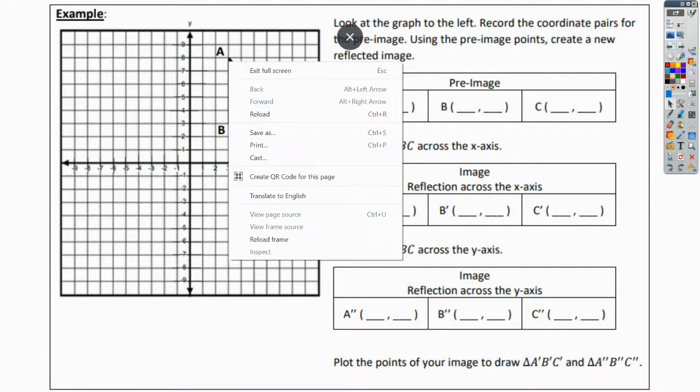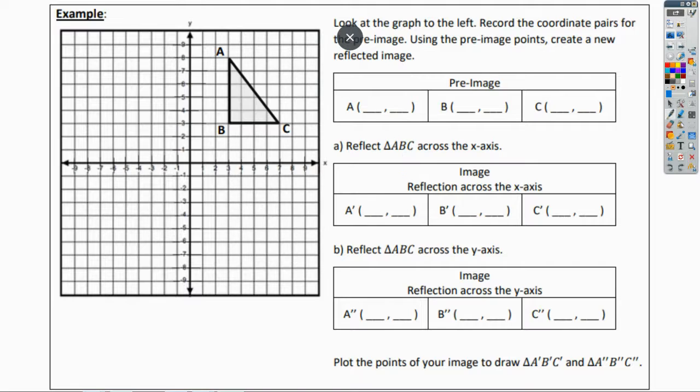So vertex A up here, I'll color it in red. I have vertex A, which is at 3, 8. I have vertex B, which is at 3, 3. And I have vertex C, which is at 7, 3. They want me to reflect it across the x-axis.